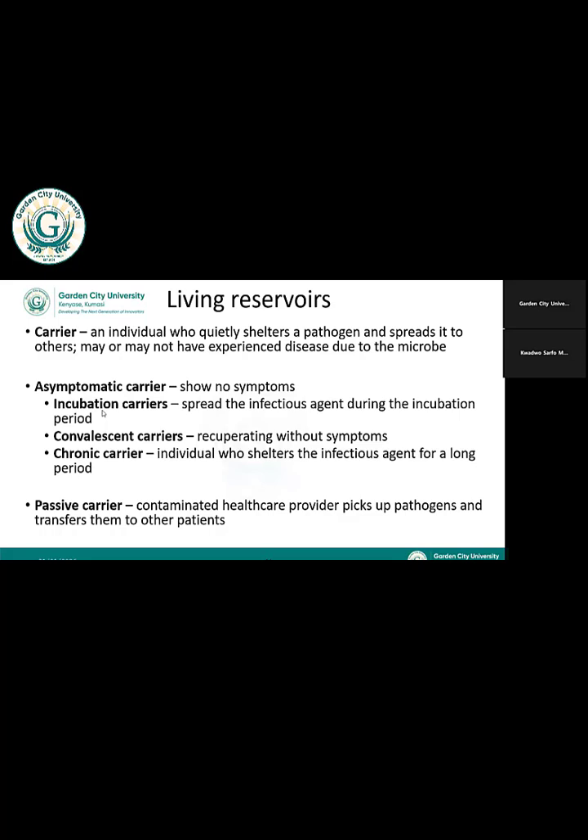You can have those who are incubating the pathogen as a result of exposure and are capable of spreading the infectious agent. You can have those who are infected, they've reached the height of infection, they are responding to treatment, so convalescent carriers. And because they are getting better, they may not show symptoms, but are capable of spreading the infectious agent quietly.